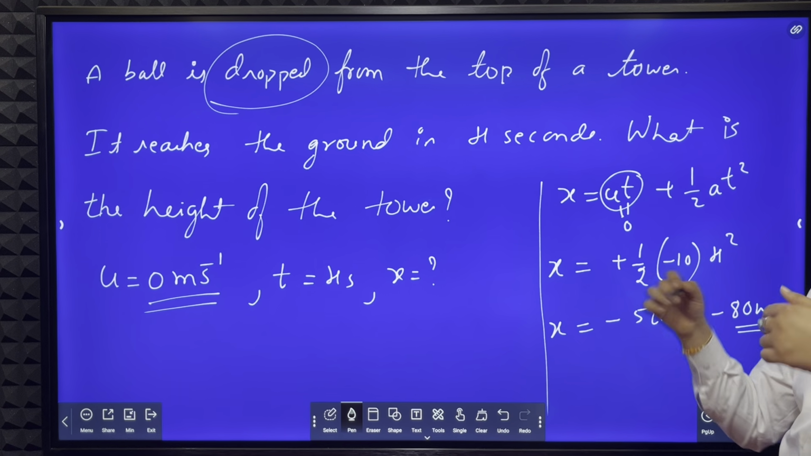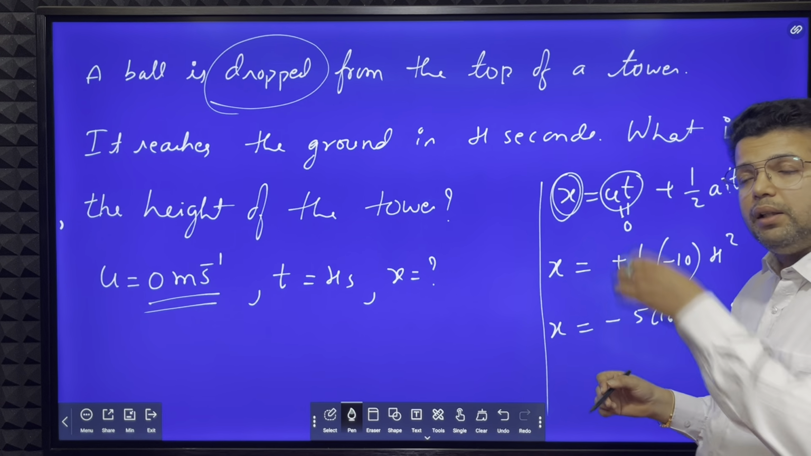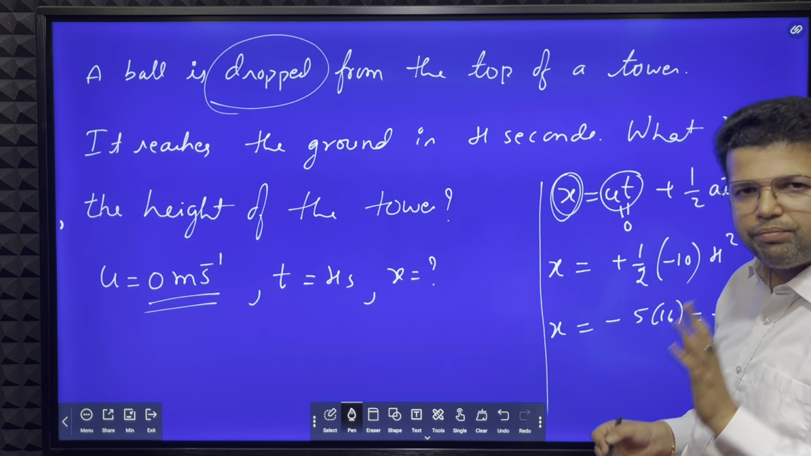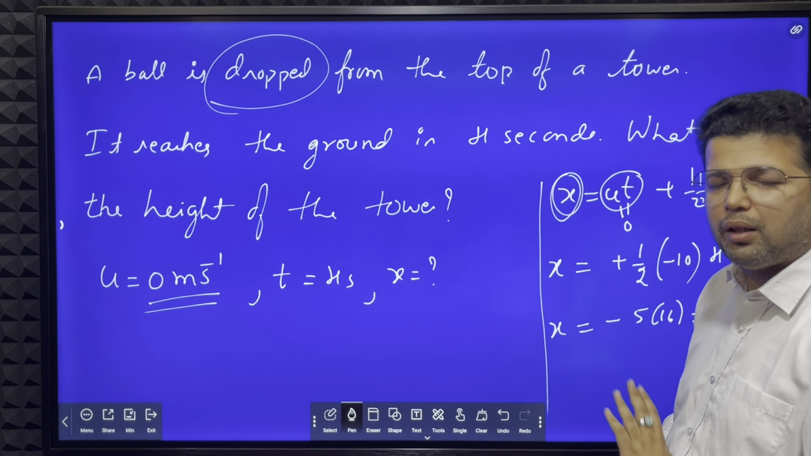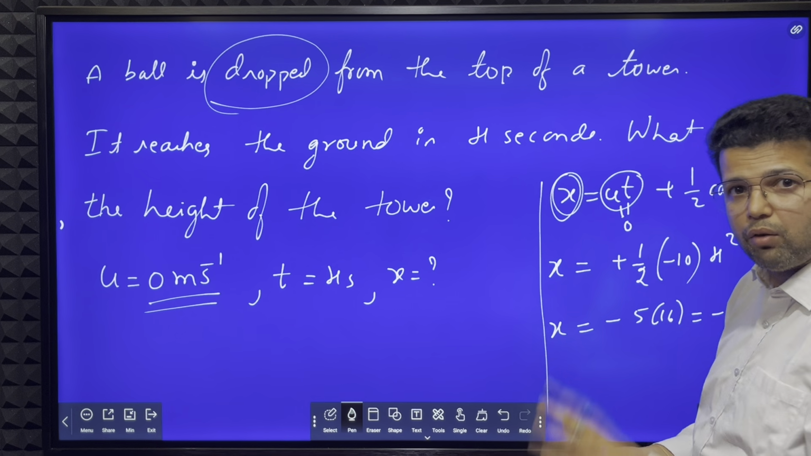Minus 80 meter is the displacement, because in this equation x is equal to displacement. Displacement of the ball is minus 80 meter. What does it mean? The ball is coming down. The ball has come down a distance of minus 80 meter. That is why we have that minus. The minus symbol indicates that the ball is coming down.